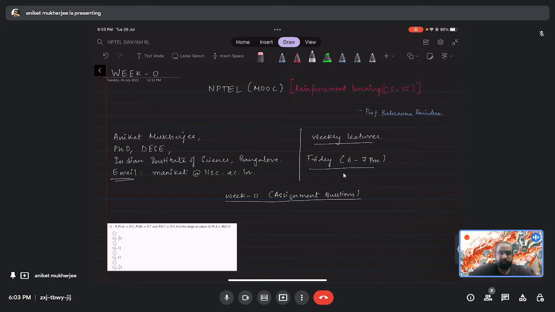Today we will do some of the assignment questions which have been posted on NPTEL's SWAYAM module, which most of you might have had a look into. I'll be solving all of the assignment questions. You might have already solved them, but I'm giving the solution so that you can compare your answers with it.